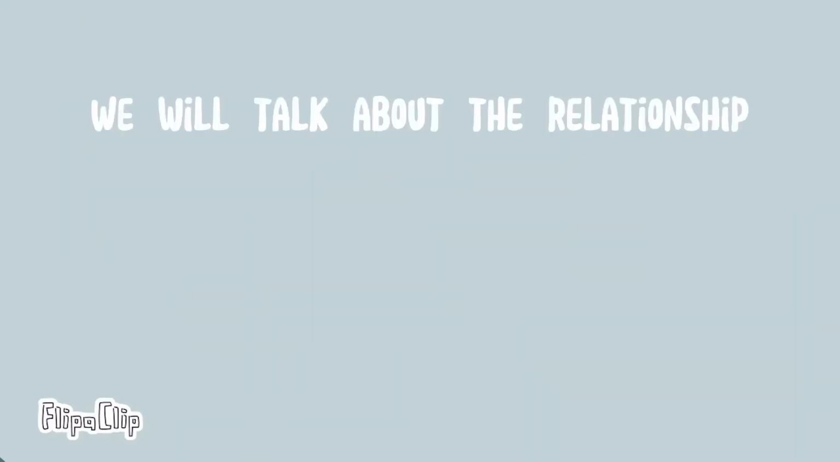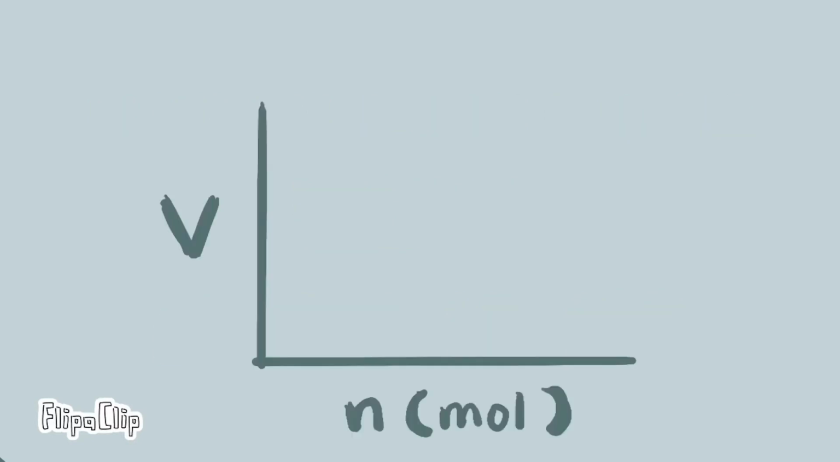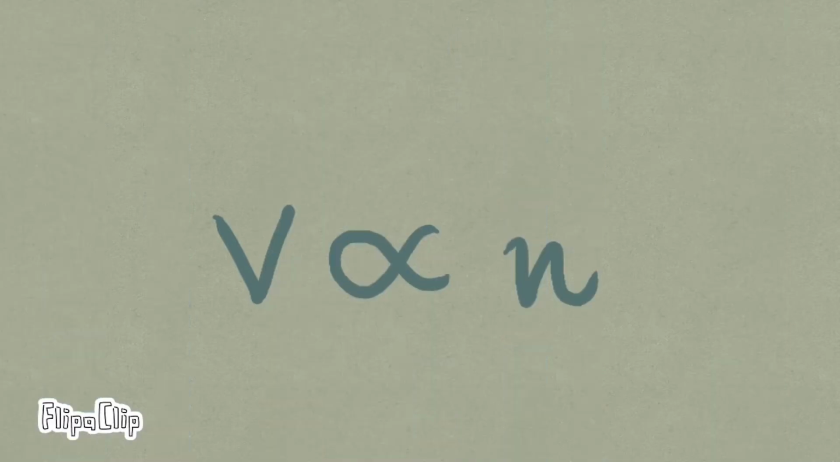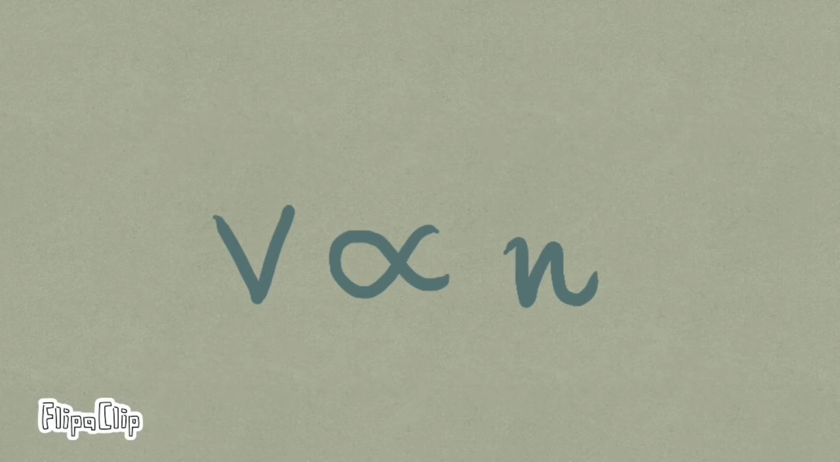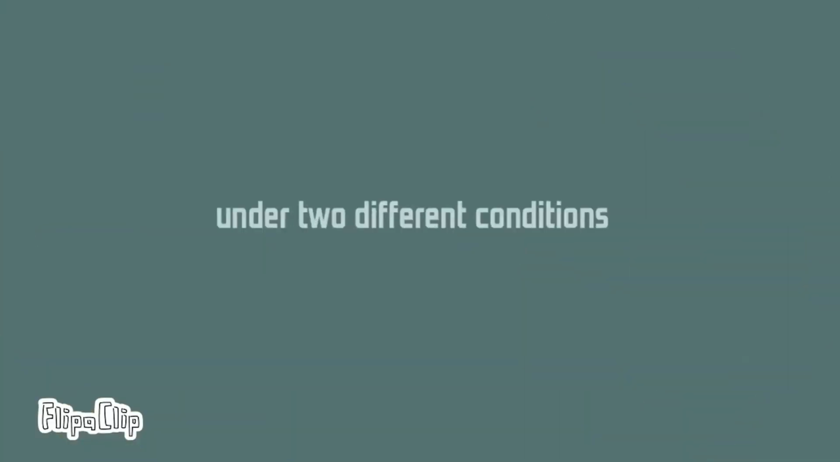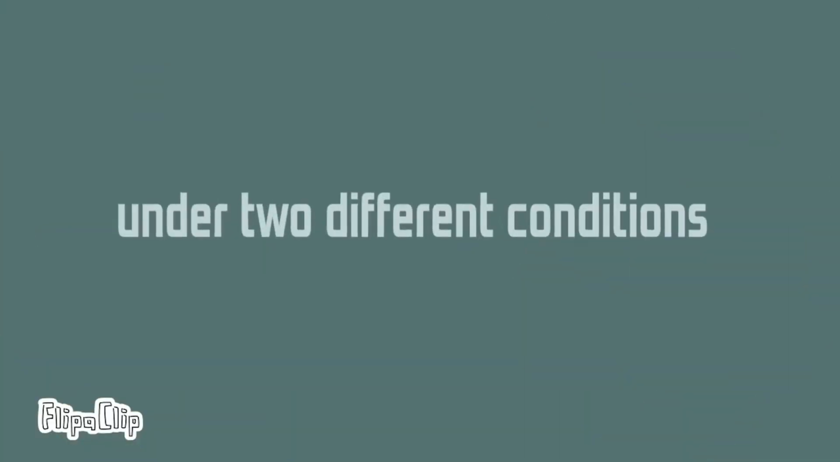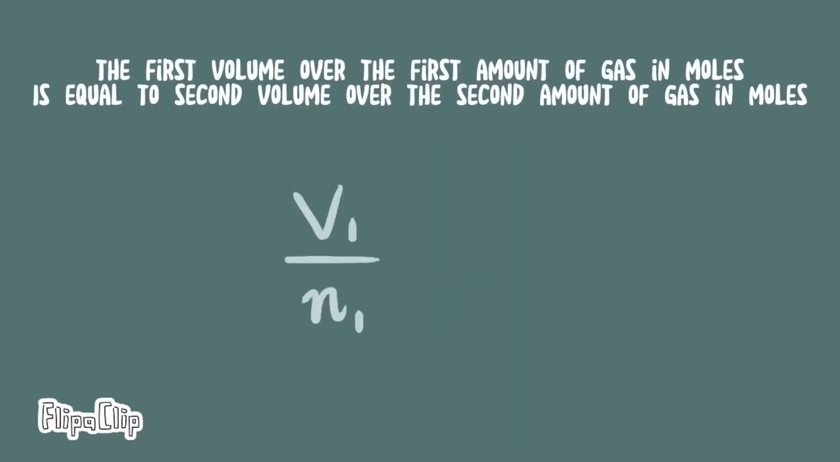We will talk about the relationship between volume and amount of gas following this graph as shown. When we write it in mathematical terms, we have volume is directly proportional to amount. This relation can also be expressed as the volume over amount is equal to some constant if we have a gas under two different conditions. We can also write this formula as the first volume over the first amount of gas in moles is equal to the second volume over the second amount of gas in moles.